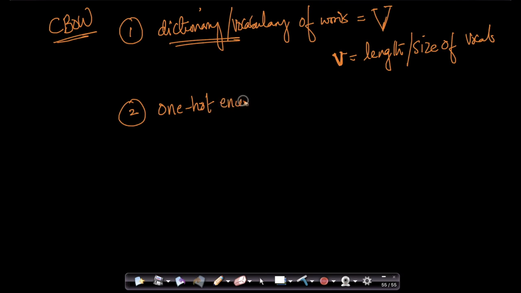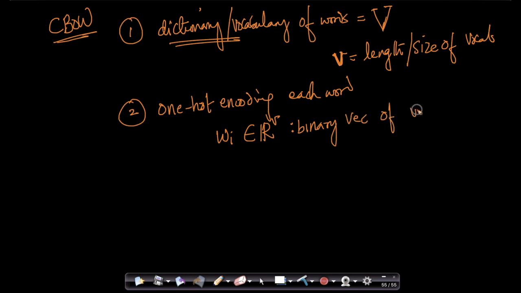Let's assume I use one-hot encoding to represent each word, which means given any word Wi, I can represent it as a V-dimensional binary vector. Because I have a total of V words in my vocabulary, given any word in this vocabulary, I can always represent it as a V-dimensional, not real valued vector, but a binary vector. So let's start with this.